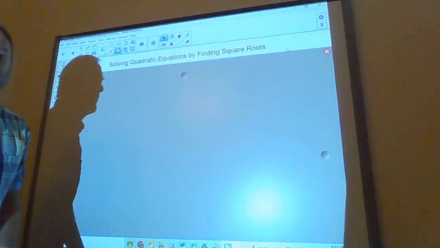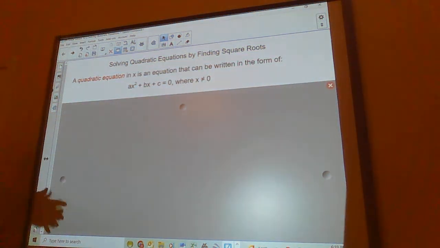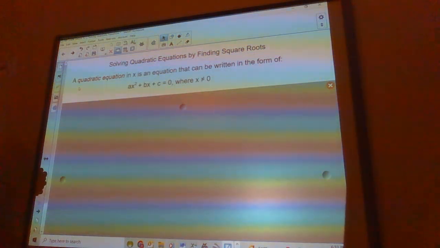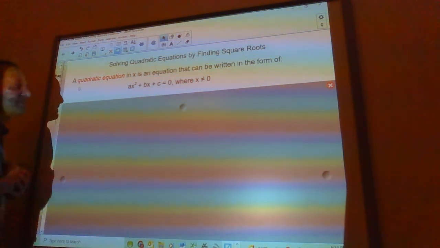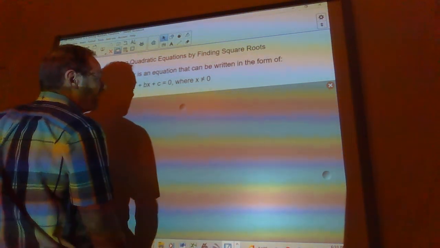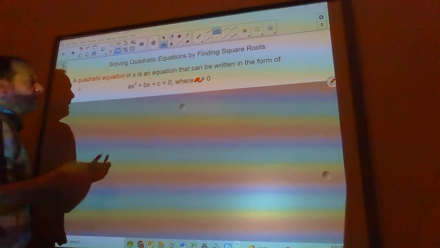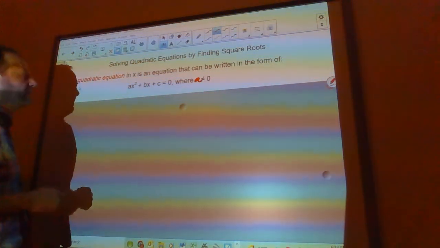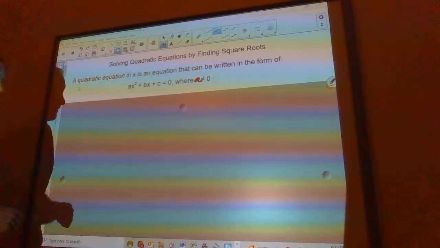Hello, everybody. We are going to talk about solving quadratic equations by finding square roots today. A quadratic equation in x is an equation that can be written in the form ax squared plus bx plus c equals 0, where a is not equal to 0. You don't want this number to be 0 because that eliminates the first term and that makes this basically a line.